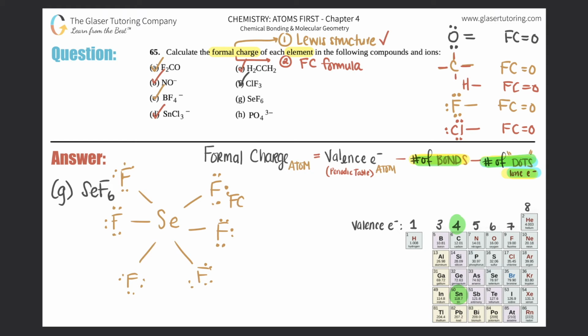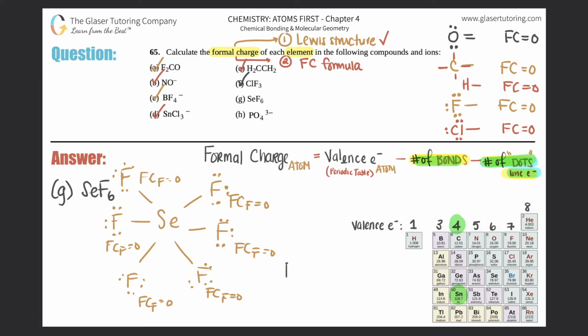So for each one of these, we've already done this one. It all would equal 0. Formal charge of fluorine would equal 0. Zeros all around. Now we just got to do the selenium in the middle.